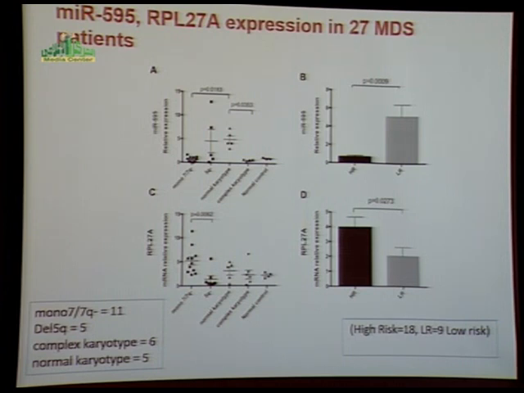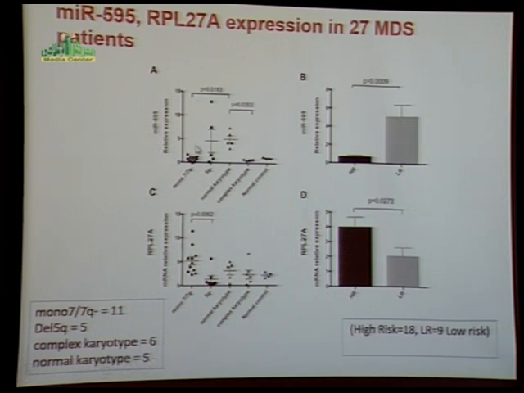Finally, we did a small screening on a small number of patients to see if this ribosomal protein or the microRNA has an important role or any contribution in the pathogenesis of the disease. I screened 27 MDS patients, and we classified them in two ways. The first classification was based on their cytogenetic abnormality: around 11 patients with monosomy 7, 5 patients with del5q, 6 patients with a complex karyotype including monosomy 7, and there were patients with a normal karyotype.